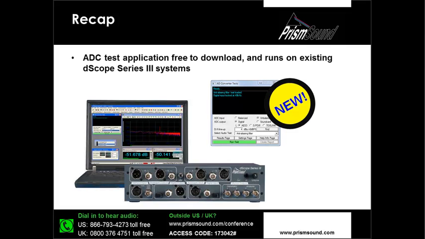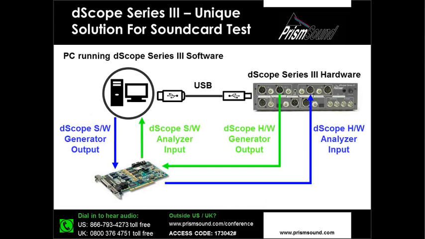This application runs on existing D-Scope Series 3 measurement systems, so you can download this application from our website and run it on your analog and digital measurement system if you already have a D-Scope, as a number of you do. And as we have seen, this is good not only for measuring A to D converters with hardware outputs on AES EBU or I2S or other serial data connections, but also on PC audio devices where you want to measure your device using the digital output that is being sent to the computer at driver level.